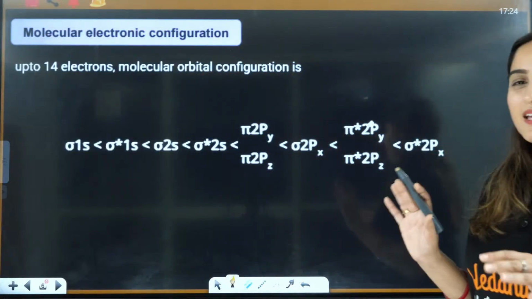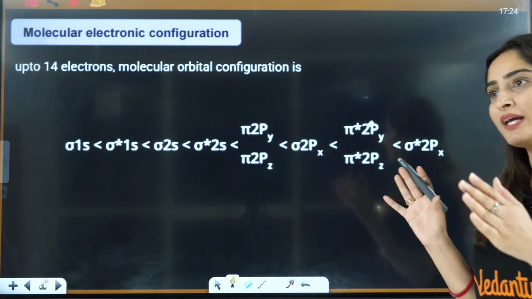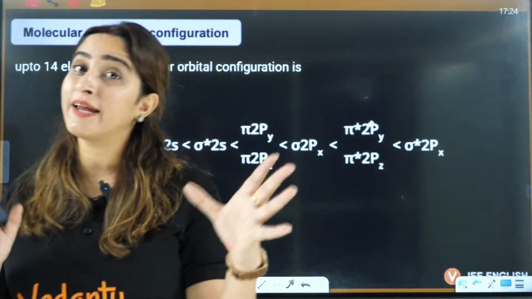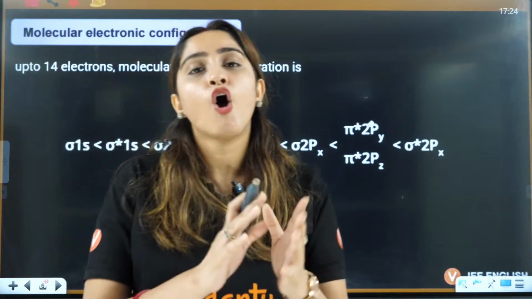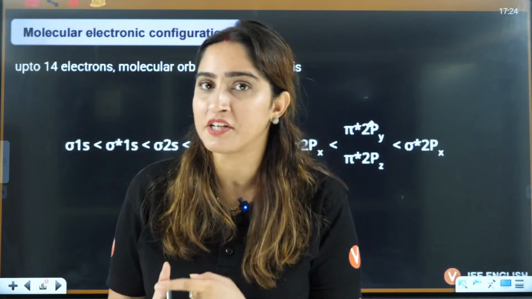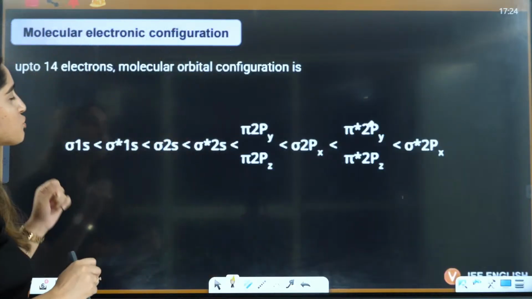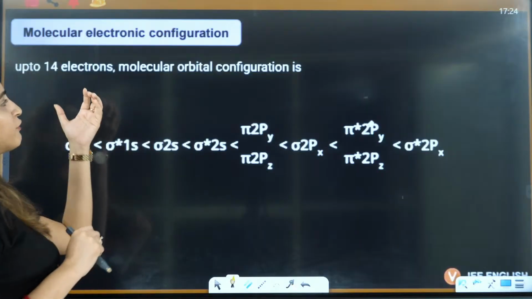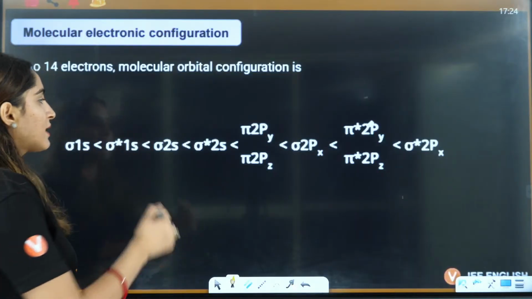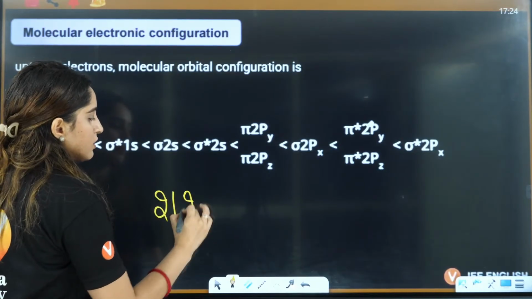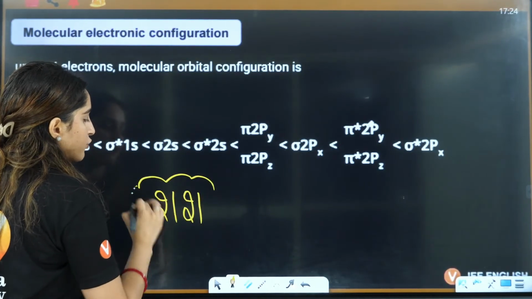Now, the major questions they ask you will either be based on bonding and anti-bonding molecular orbitals from a theoretical perspective, or they can ask you simple questions based on electronic configurations. For that, you should remember that if it has up to 14 electrons, then the electronic configuration will be 2, 1, 2, 1. This is what you have to remember.